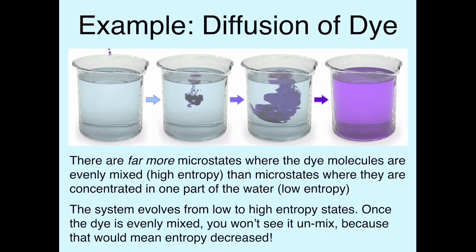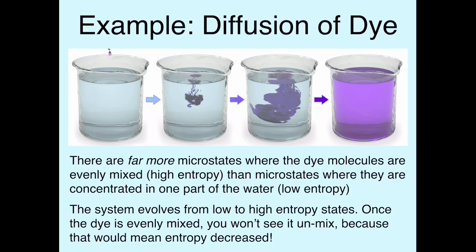Now, why is it that this is the progression of things? Why do we end up with this even mix at the end? The way we can understand this is to think about entropy. Because this final state actually has way, way more microstates. There are far more ways you can arrange all the molecules so that there's an even mix like this, compared to microstates where there's just a concentration of dye here and no dye anywhere else. So many more microstates that look like this compared to microstates that look like this.